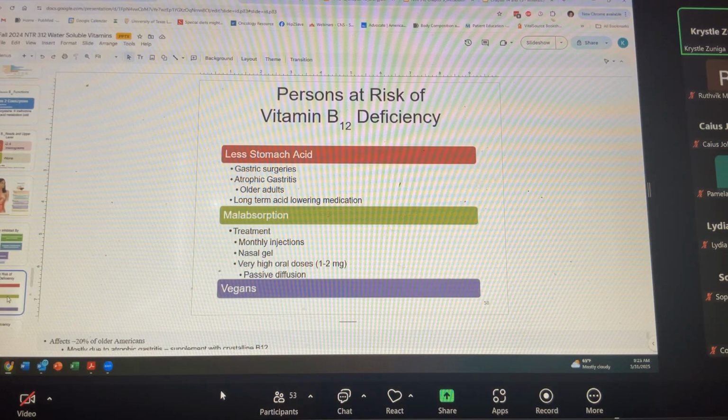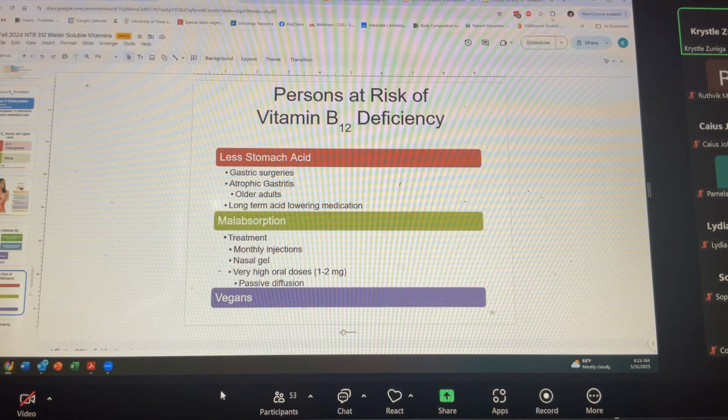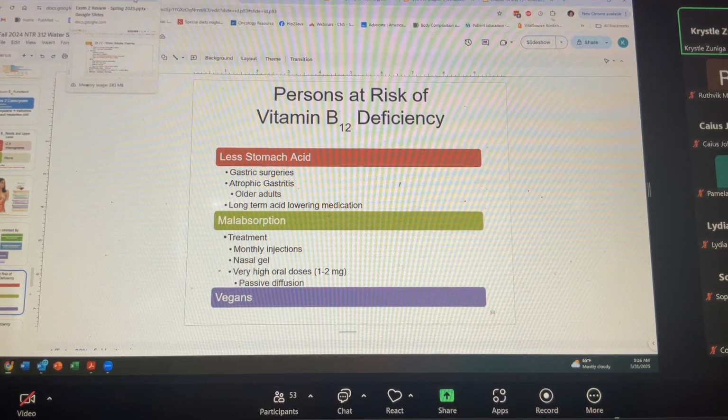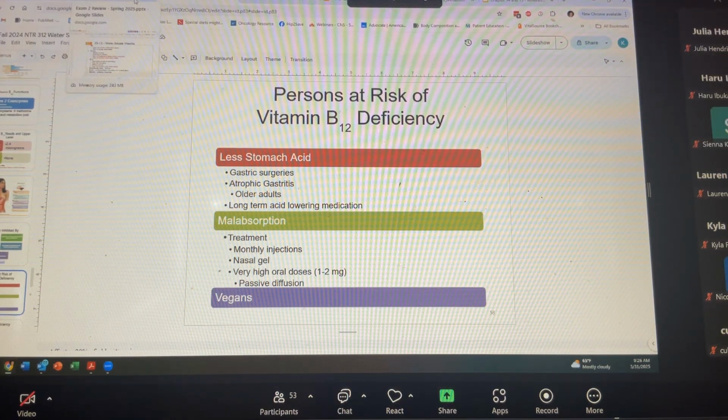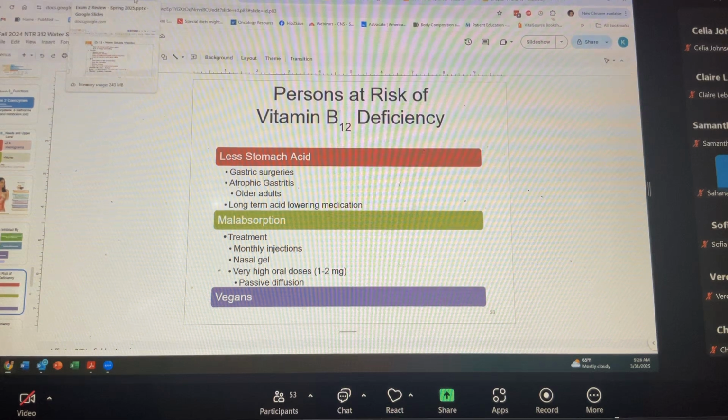B12, persons at risk of B12 deficiency. They're not producing enough stomach acid, because then that B12 cannot be cleaved from the protein. So here are some populations where less stomach acid would be produced. And vegans, because B12 is exclusively found in plant products. I'm sorry, B12 is exclusively found in animal products, so vegans need to take a supplement or use fortified foods.